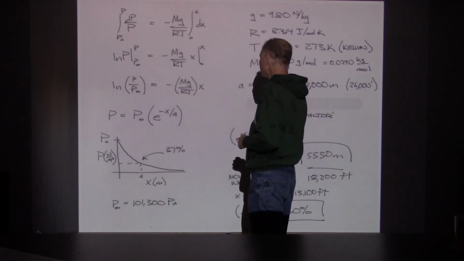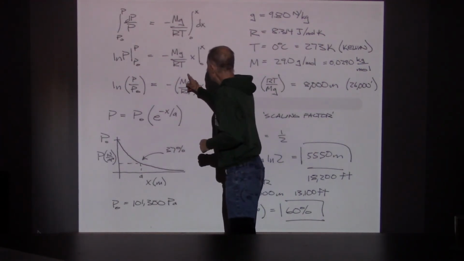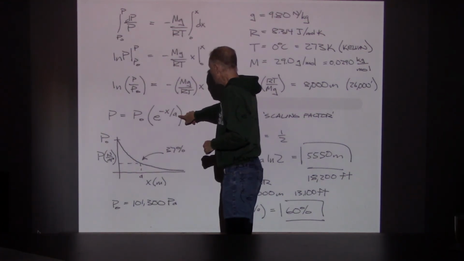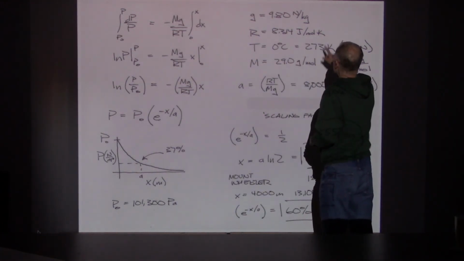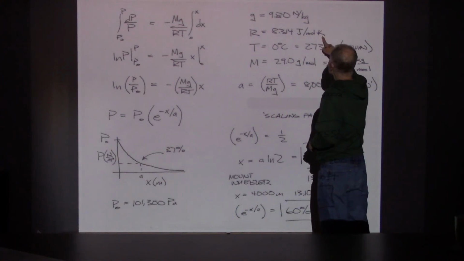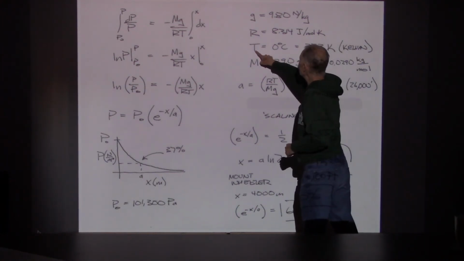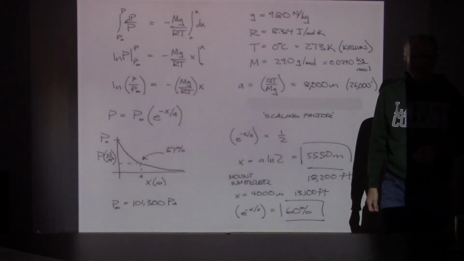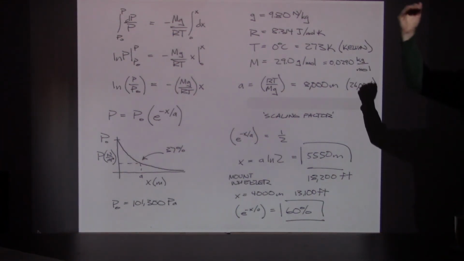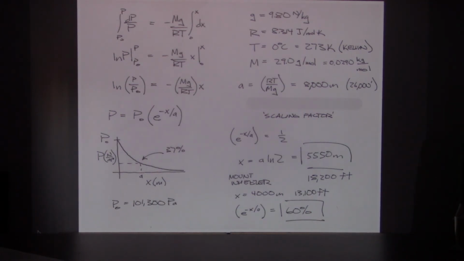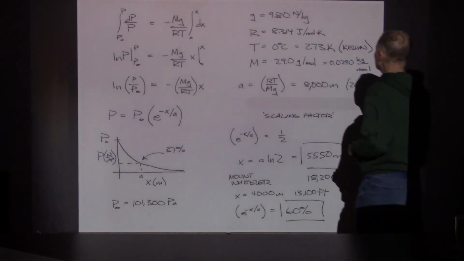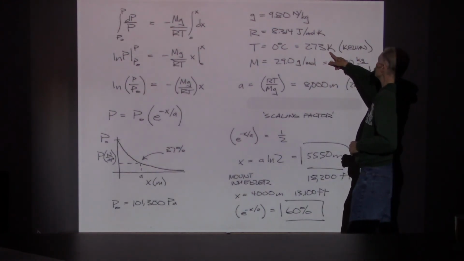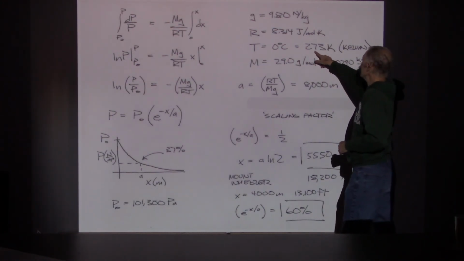And what I've done is I took the mg over RT and combined that into a constant. And here's how I did that. Here's the value of g, here's the value of big R. The temperature, we said 0 Celsius. Now, the atmosphere doesn't have a set temperature as you go up. It doesn't stay constant, so that number could be changing significantly. But we're going to consider it as if it's staying right at 273.